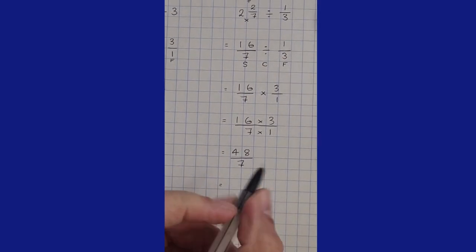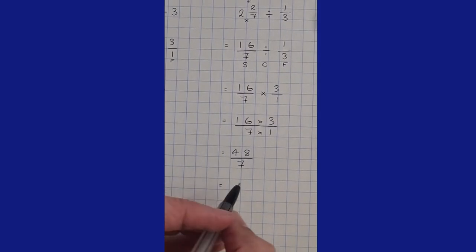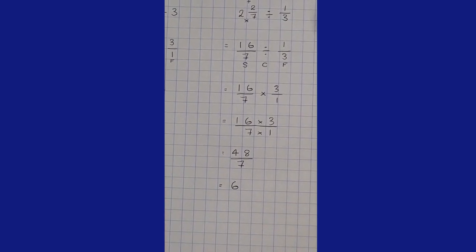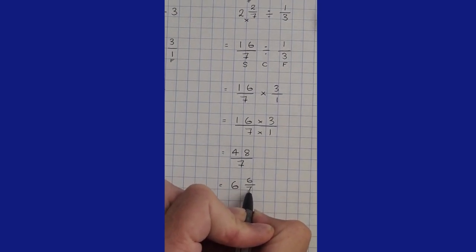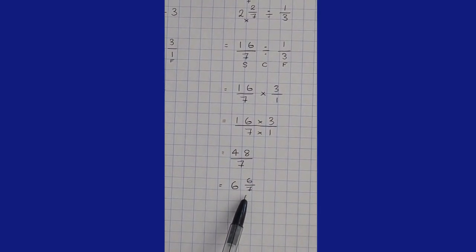So I'm going to do my 7 times table. How many 7s are going to get me to 48? Hopefully we know that's going to get me to 6 lots of 7, because 6 7s are 42. Which means I'm going to have 6 left over, because 6 times 7 is 42, and that's going to have 6 left over to get to 48. So I have 6 6/7.